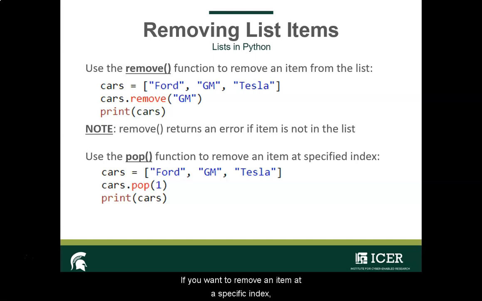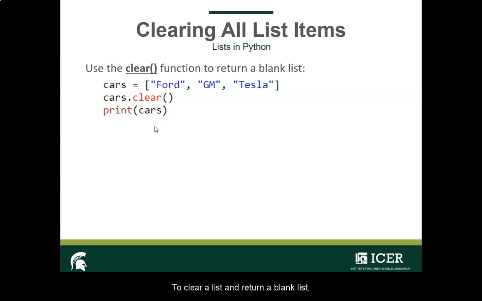If you want to remove an item at a specific index, use the pop function. Here, if I pop the value of the second item, I now remove GM, which effectively does the same thing as the above example. To clear a list and return a blank list, use the clear function as shown here.